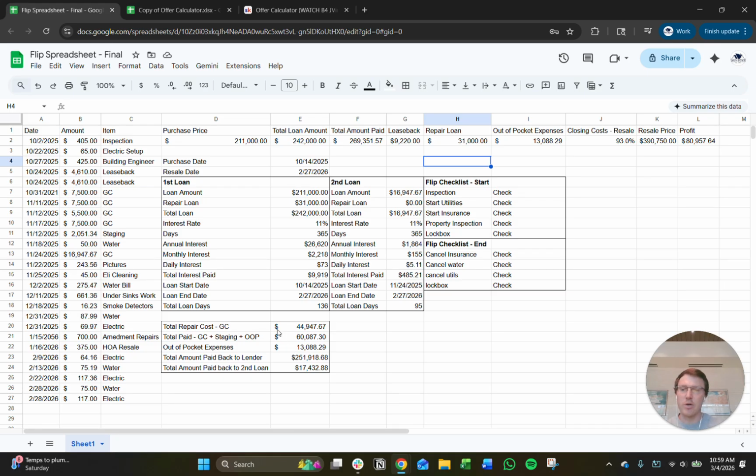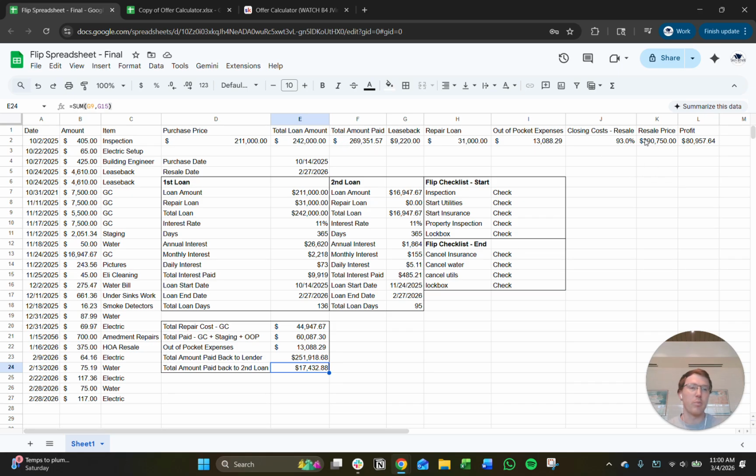So down here, we'll have the total repair cost, which is the summation of all of these. The total paid, so that's the total repair cost plus the staging plus the out-of-pocket. So total amount paid back to our first lender. So this number is the total loan, so they're going to get their principal back, which is the 211 plus 31 plus their interest, and then the total loan paid back to the second loan, which is their principal plus interest. So right here at the top, we'll see out-of-pocket expenses, repair loan, leaseback. This is all kind of just tracking.